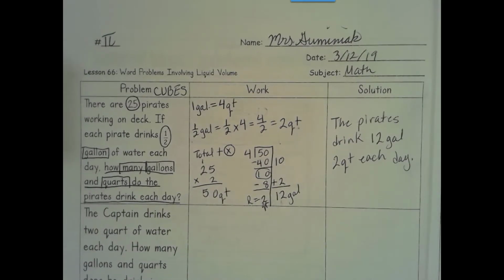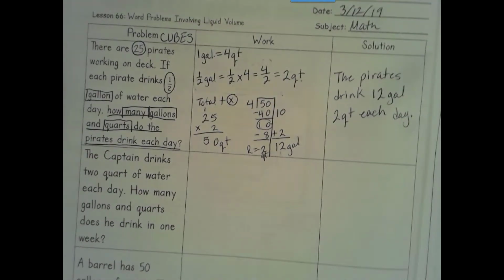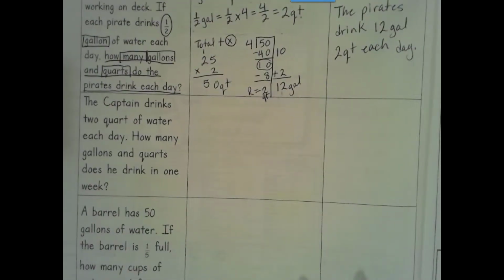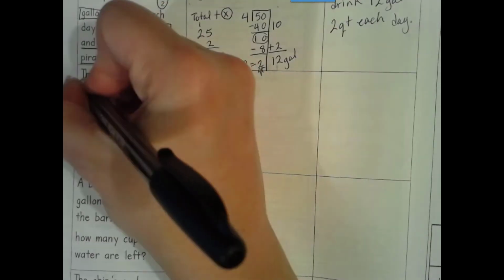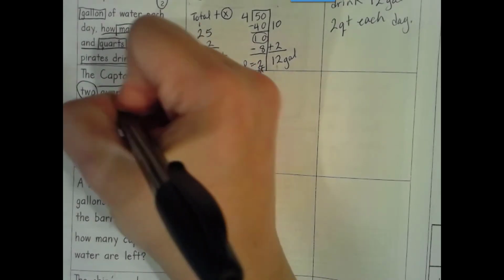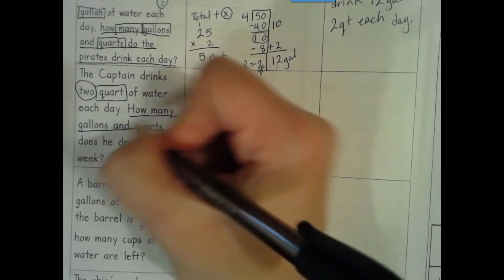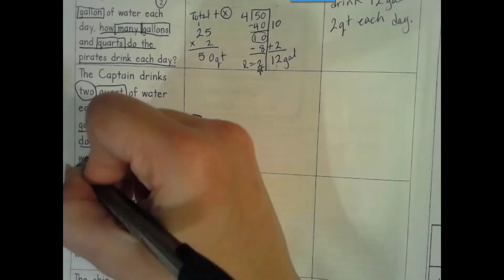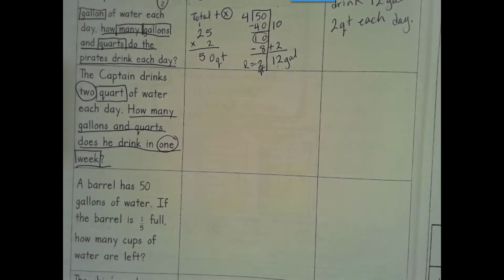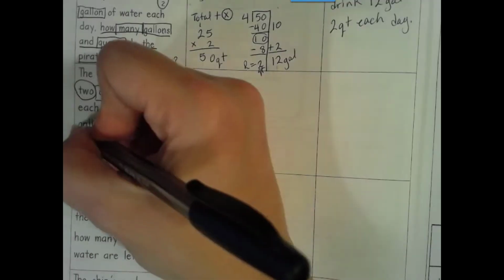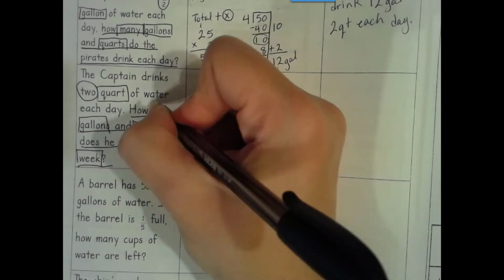Okay, next. Now we're looking at the captain of those 25 pirates. The captain drinks 2 quarts of water each day. How many gallons and quarts does he drink in 1 week? Not just 1 day. So we want to know how many in gallons and quarts. We need to find out that.